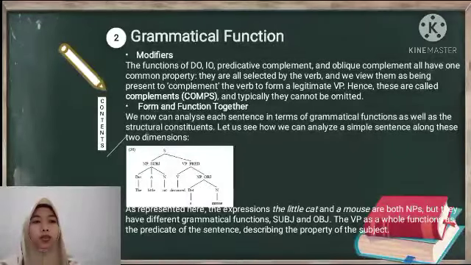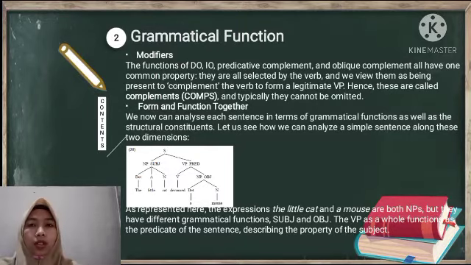Modifiers. The functions of the indirect object, predicative complement, and oblique complement all have one common property. They are selected by the verb, and we view them as being present to complement the verb to form a legitimate verb phrase. Hence, these are called complements, and typically they cannot be omitted.